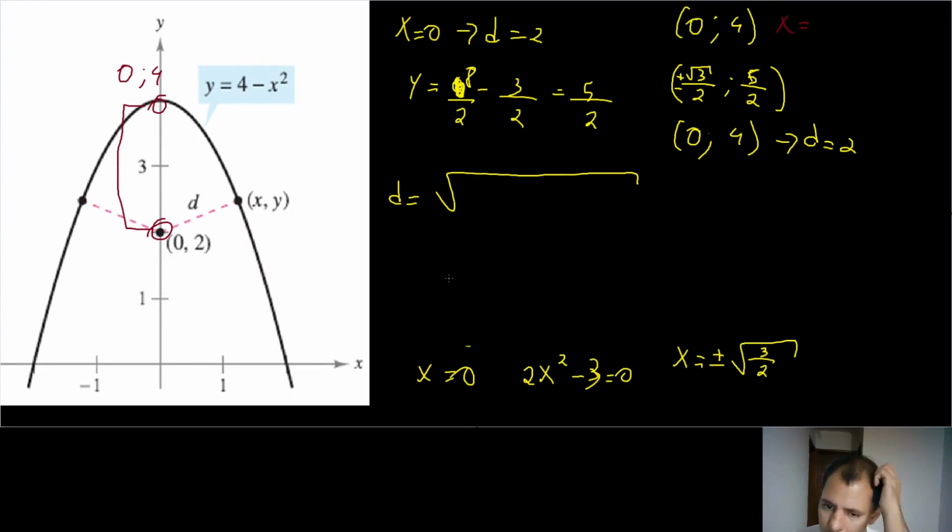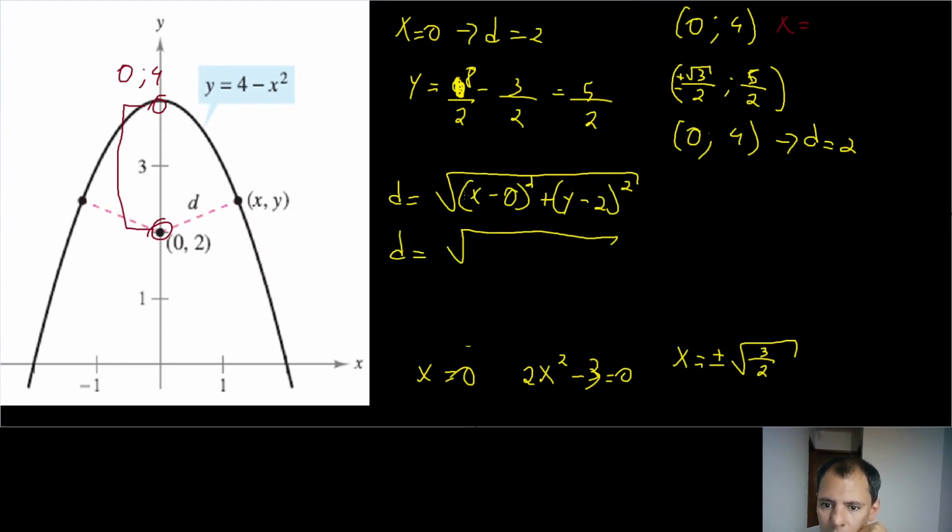Because you see, guys, what you have is x minus 0 squared. Remember that? And then you have plus y minus 2 squared. I mean, if you go back in the video, you're going to see this. So d equals the square root of x minus 0, which is just x squared. So it's going to be 3 divided by 2.